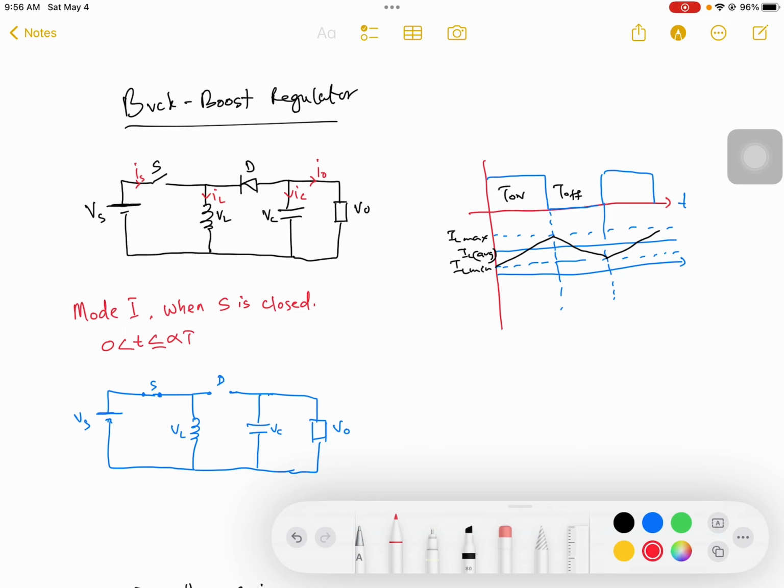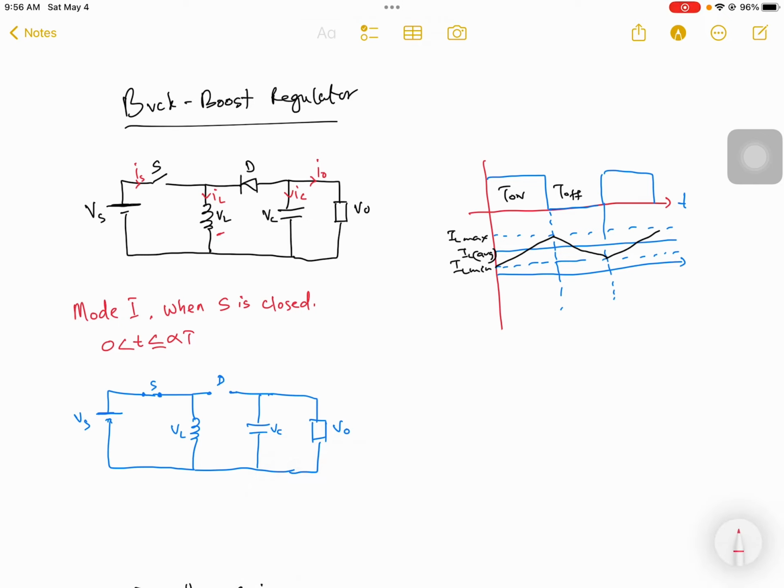You have input voltage DC source Vs connected in series with the switch S. We have an inductor here and the diode in this direction, and the capacitor and the load. So the load can be any type, RLC or RLE.